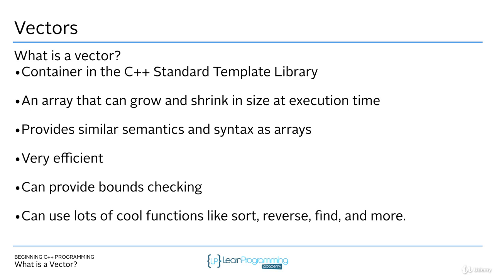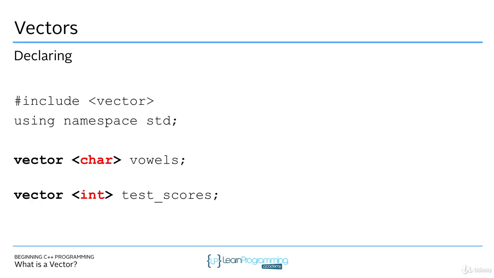Let's see how we can declare vectors. There are several ways to declare a vector. The syntax for declaring a vector changes slightly from that of declaring an array because vectors are objects. First, we must include the vector library. Also, the vector type is part of the standard library, so we must either use the namespace or use std and the scope resolution operator.